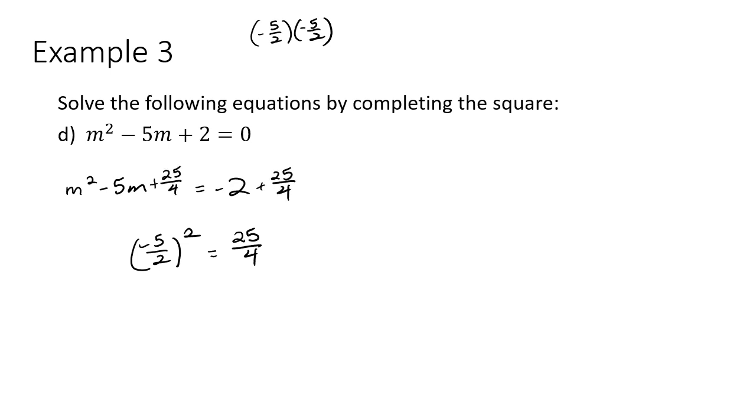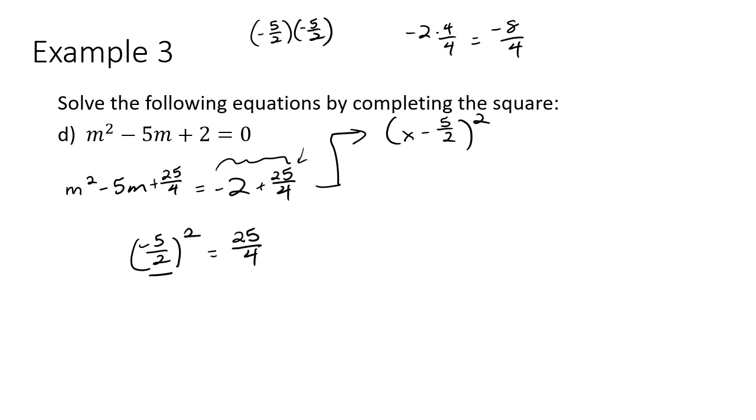So we add that to both sides. Now the left-hand side always factors into the same thing: x plus b over 2, which is a negative 5 halves in this case, quantity squared. And we do have to do a little bit of work to combine the constants this time. Negative 2 would be the same as a negative 8 over 4. So we've got a negative 8 fourths plus 25 fourths, which would combine to give a positive 17 fourths, because 25 minus 8 is 17.